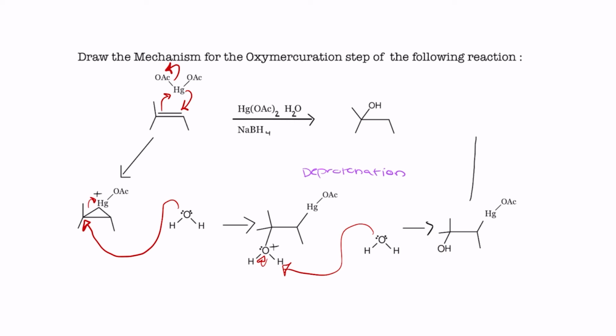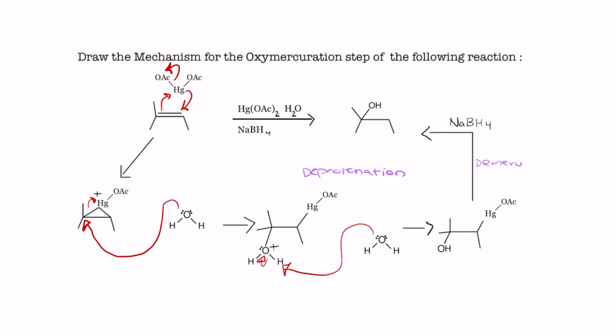And now for our last step, we have the reduction part. Here is where we would be adding the NaBH4. We are actually removing the mercury acetate portion of the molecule. And in its place, we have a hydrogen. And of course, we have another hydrogen over here. We just haven't drawn it in, but it's been here all throughout the mechanism.